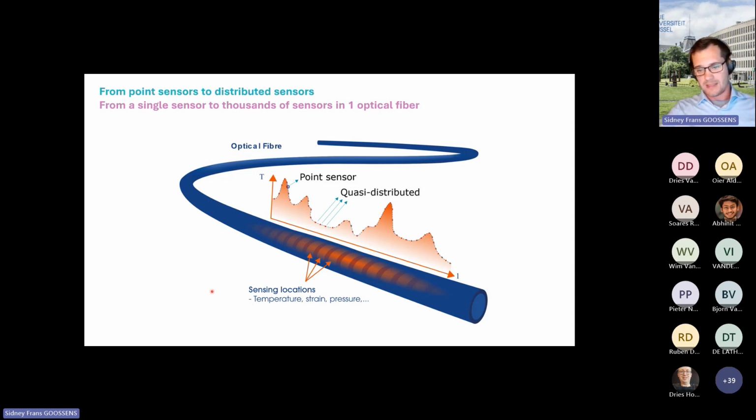And we can go one step further, and that is the second type of optical fiber sensor that I want to discuss today. That's where we use the entire length of the fiber for measuring, in this case, for example, temperature, and you can see the temperature profile as a dashed line along the whole length of the optical fiber. And that's what we call fully distributed optical fiber sensing.